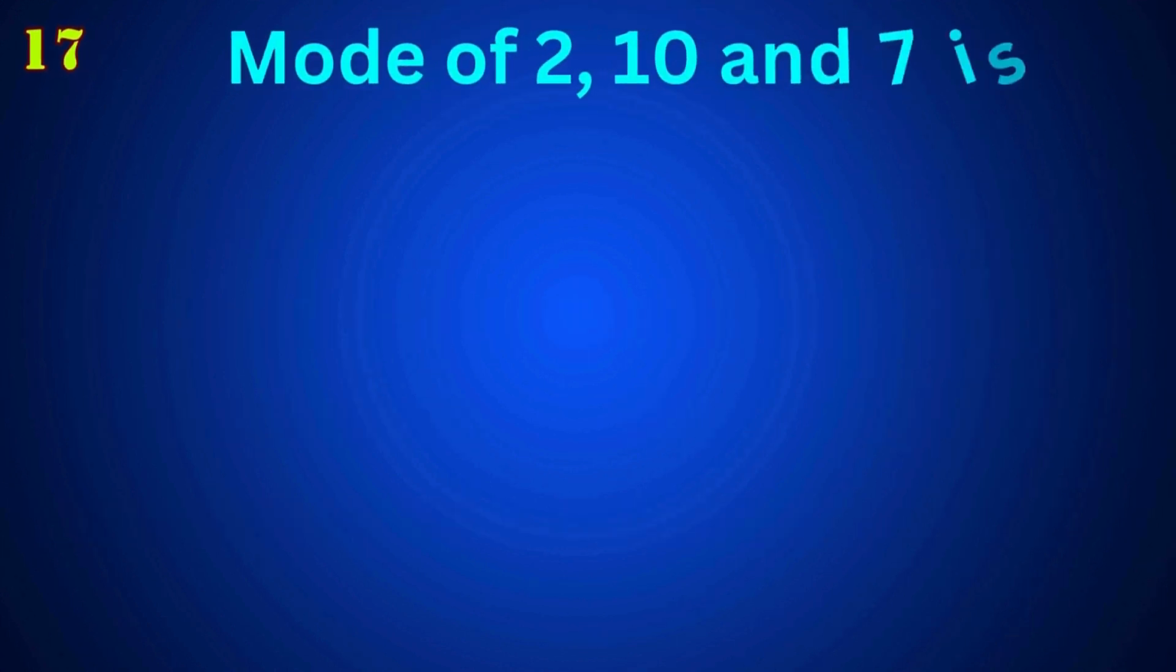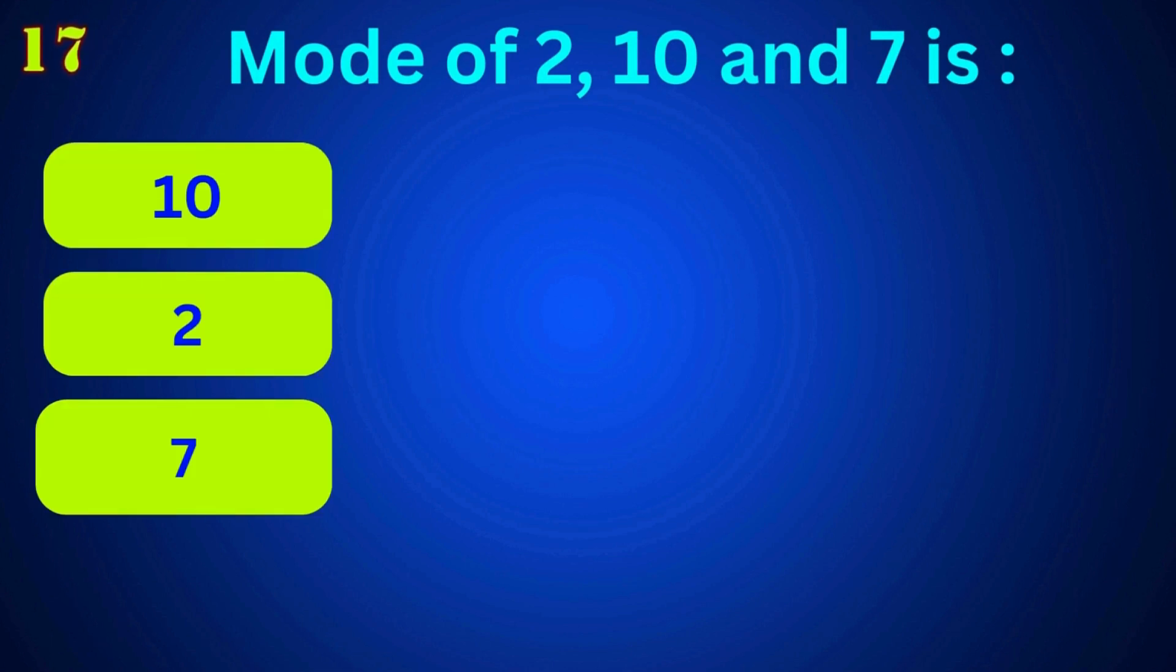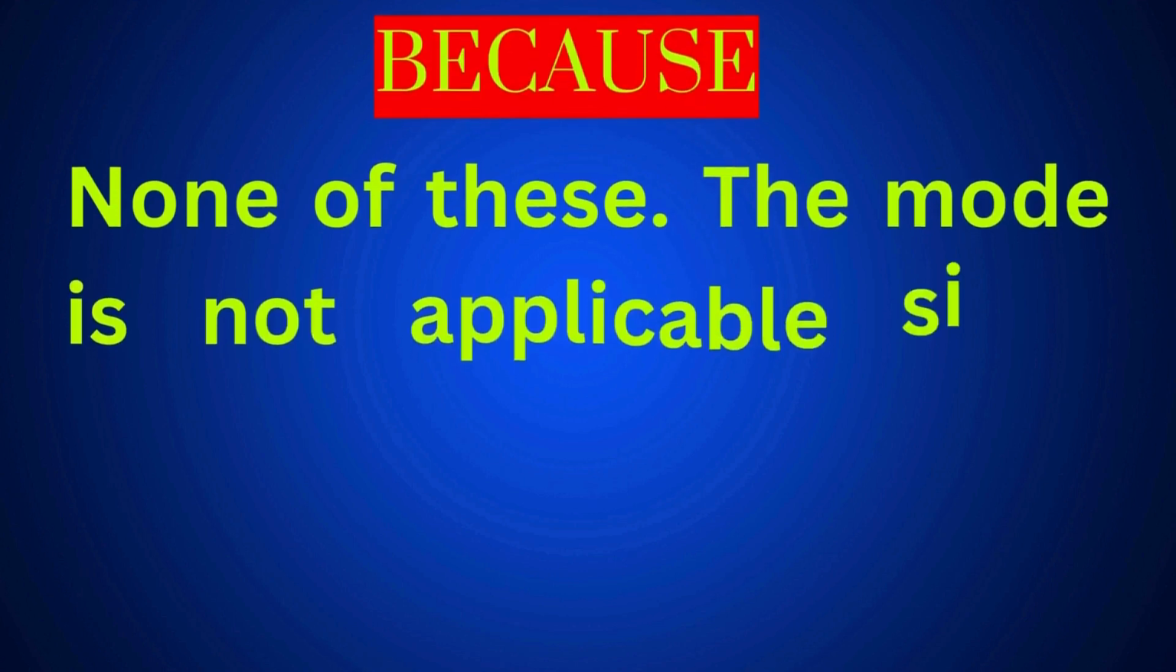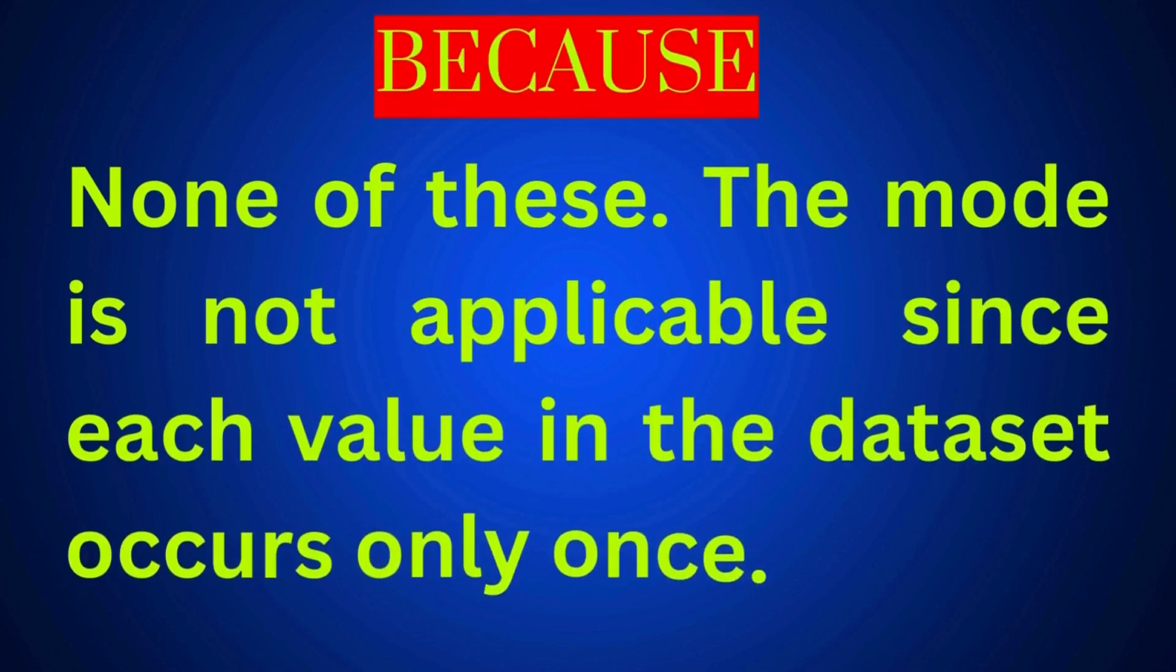Mode of 2, 10 and 7 is. Options are 10, 2, 7, none of these. Right option is none of these, because the mode is not applicable since each value in the dataset occurs only once.